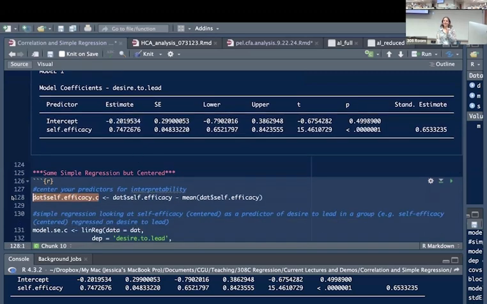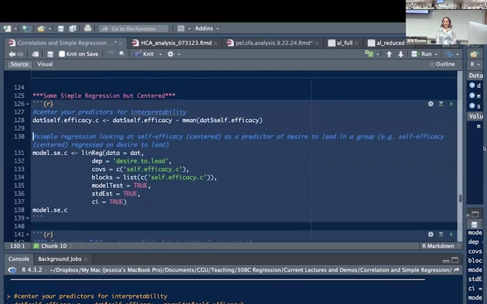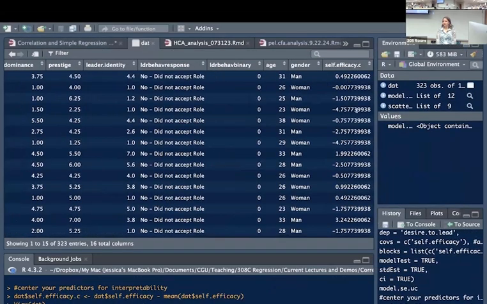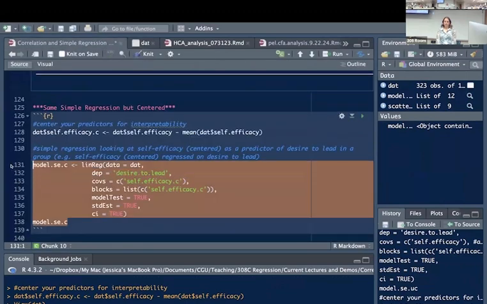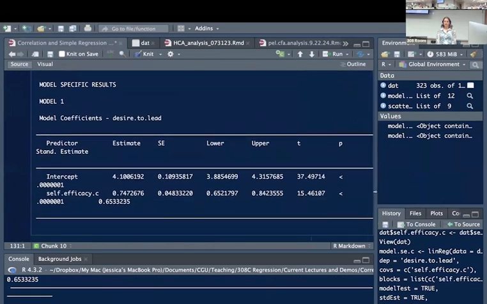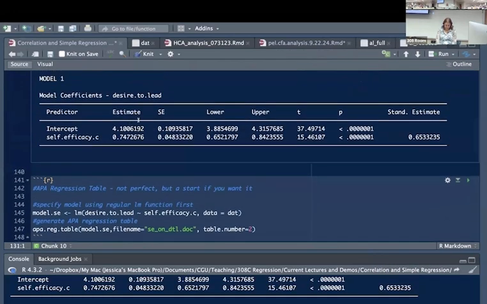The way that I name my centered variables is I just add .c to the end. So self-efficacy.c. All I do is take self-efficacy and subtract the mean of self-efficacy. And then in my data, I'm gonna get a column at the end that says self-efficacy.c. And I'm gonna run the model again, but with my centered data. Nothing changes in my fit stats. Nothing changes in my table except my intercept. Now, the predicted desire to lead when self-efficacy is average is 4.10.